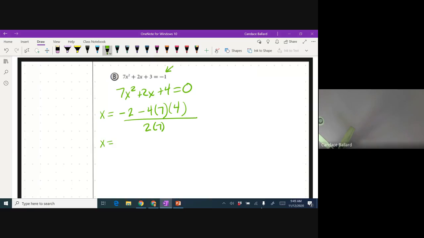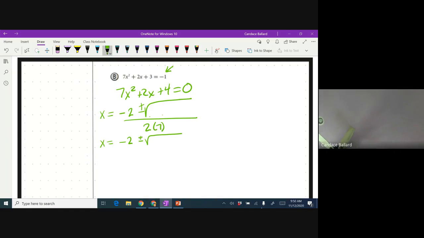So x equals negative 2 minus, we've got 4 times 7. I forgot the square root, didn't I? What happened there, Mrs. Ballard? Plus or minus? And I feel the headache coming on, the staring at the screen headache. What did I do? I totally have messed this up, haven't I? Let me fix it.